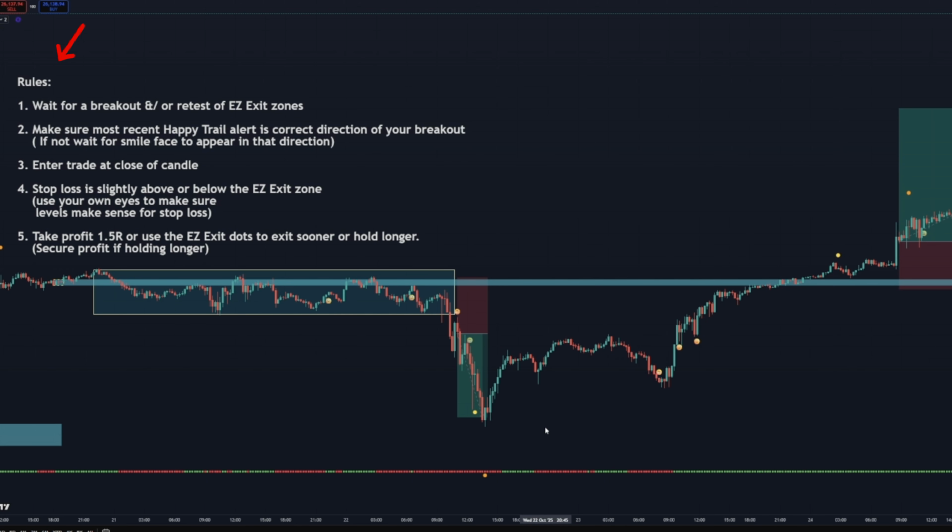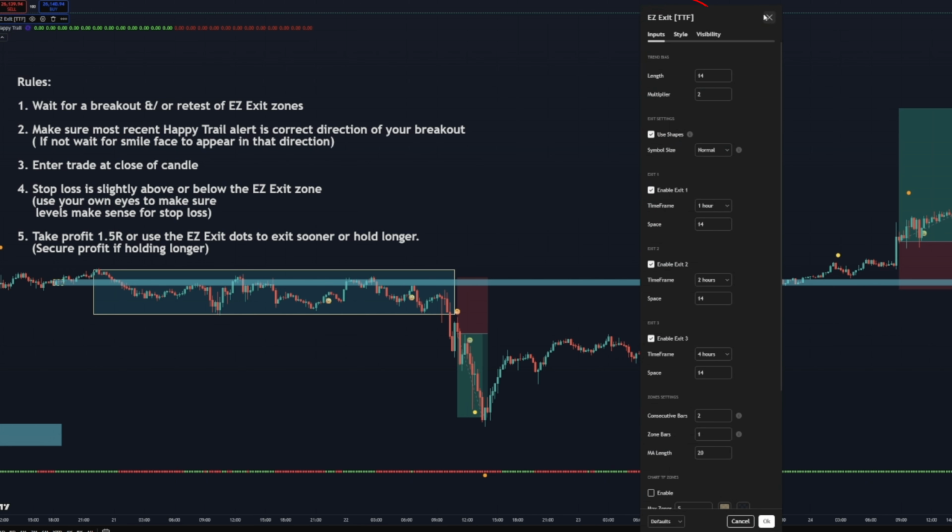Jumping into the strategy here, you can see some rules that are written on the side. Feel free to read them yourselves, but I will be showing you a sell example and a buy example as I walk through each of them. I want to note the indicators that I am using. I have two of them on. There is the Easy Exit indicator. I can show you the settings that I currently have set.